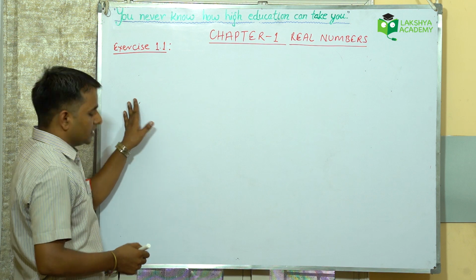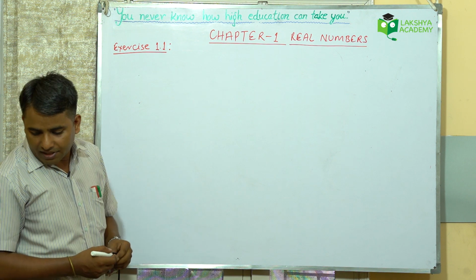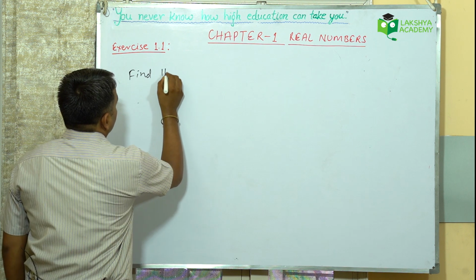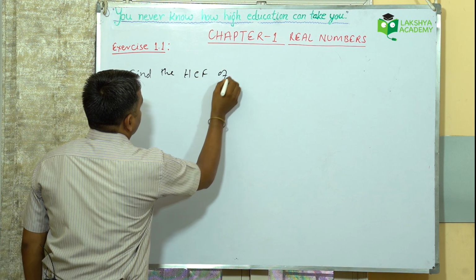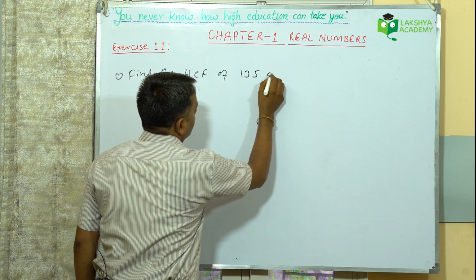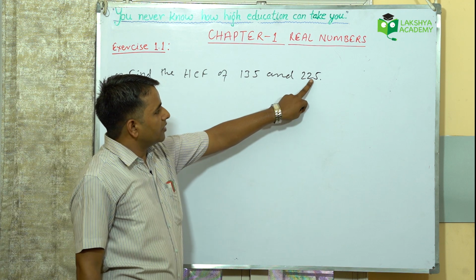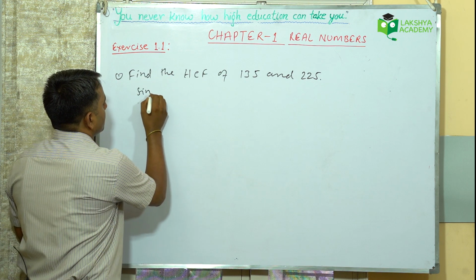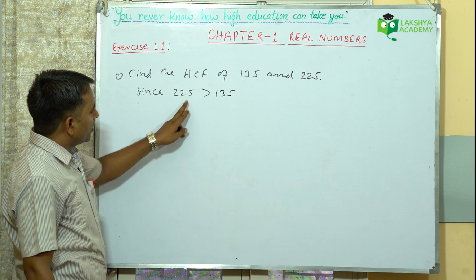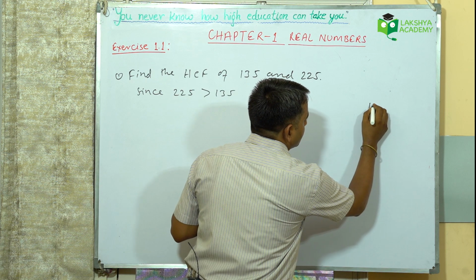Now we will solve some of the questions from our Exercise 1.1. First is: use Euclid's division algorithm to find the HCF of 135 and 225. Again, see, 225 is greater than 135. Since 225 is greater than 135, on dividing 225 by 135, we can divide it separately.